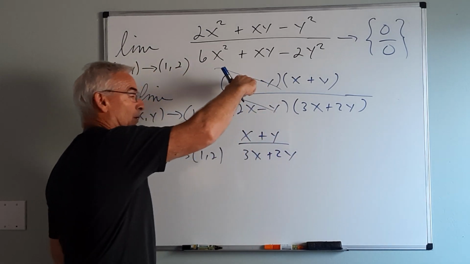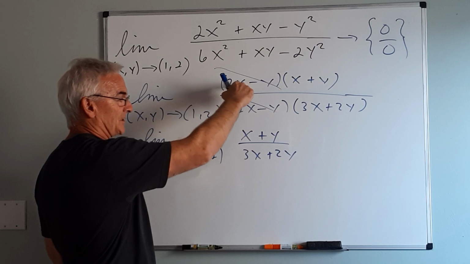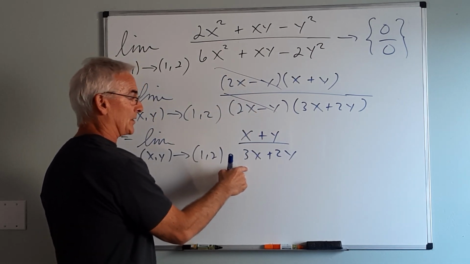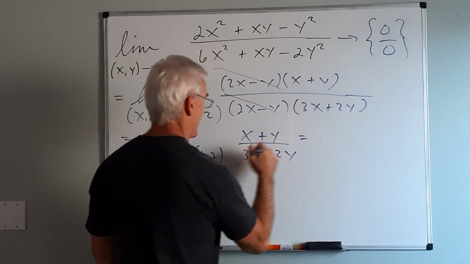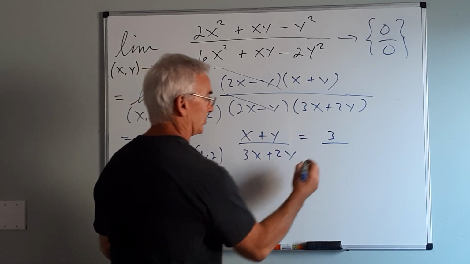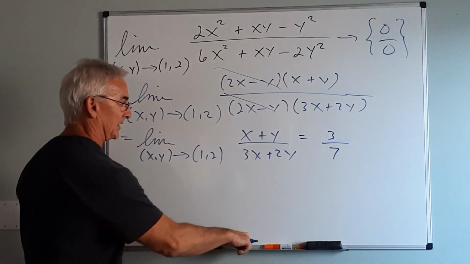I couldn't evaluate this yet because it's still 0 over 0. But at this point, I can evaluate this quantity because neither numerator nor denominator approaches 0. Now my numerator is going to approach 3. My denominator is going to approach 7, so my limit is simply 3/7.